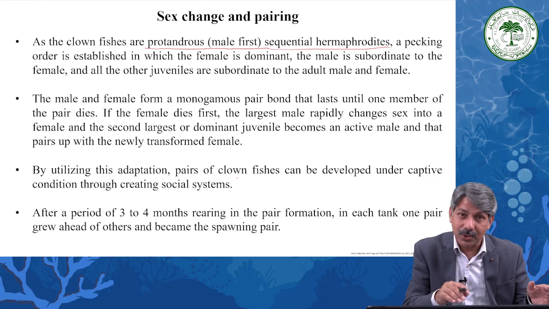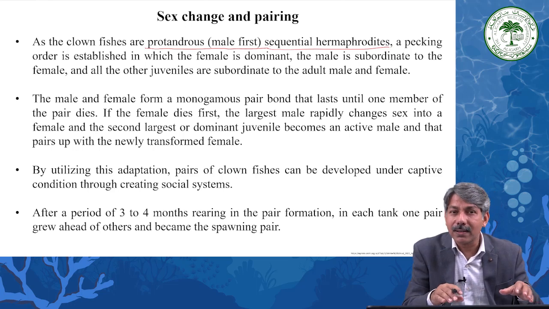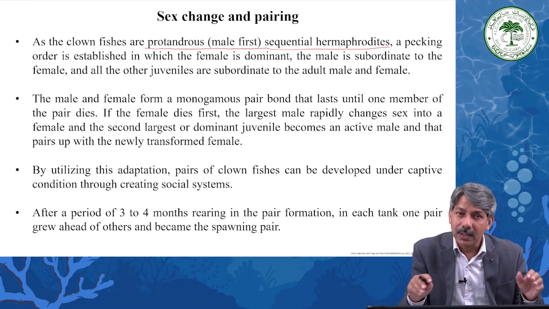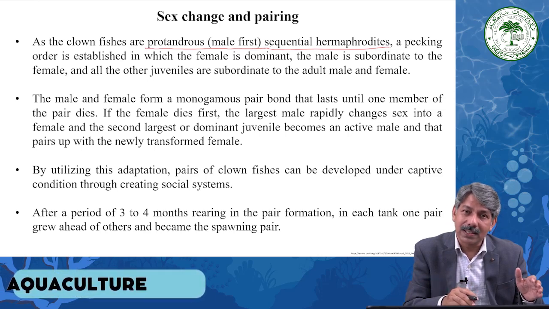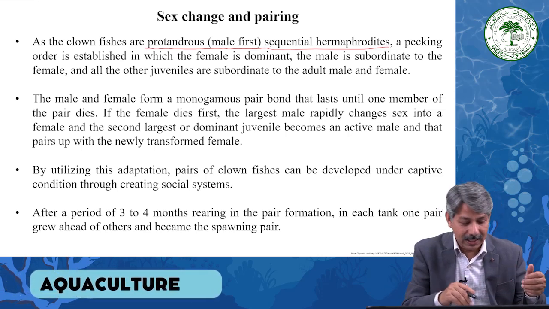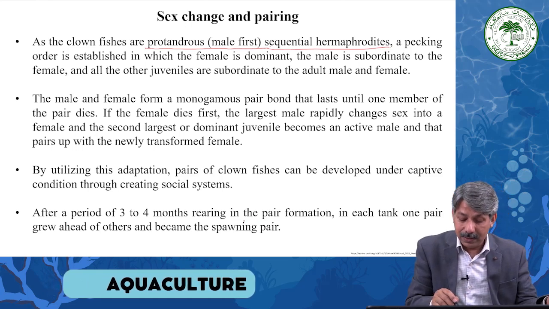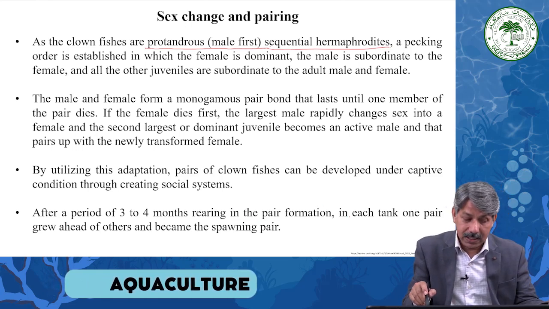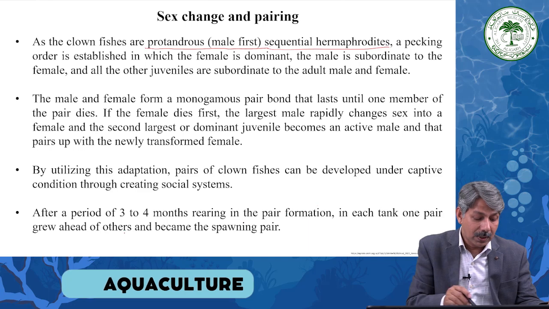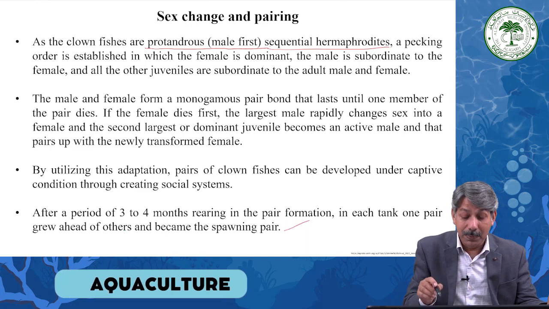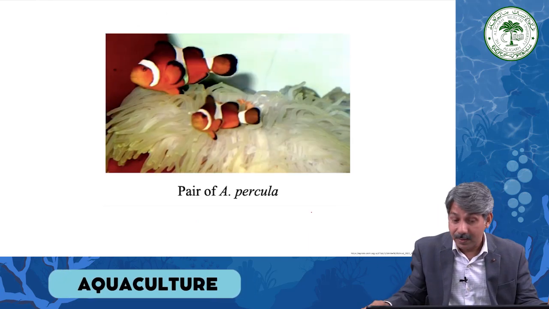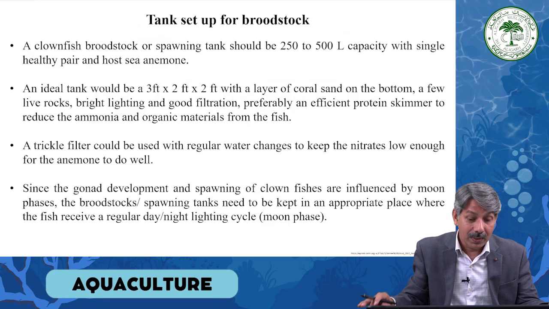So, by creating social systems, you can create the number of pairs whatever you need, and after pairing is done, you can transfer the pairs into other tanks. After a period of 3 to 4 months rearing in the pair formation, in each tank, one pair grew ahead of others and became the spawning pair. That is the kind of behavior they show.